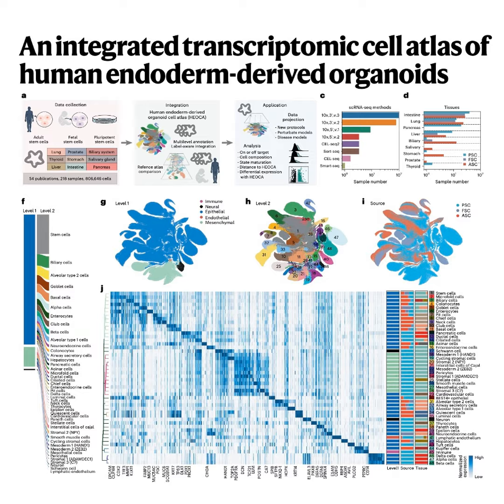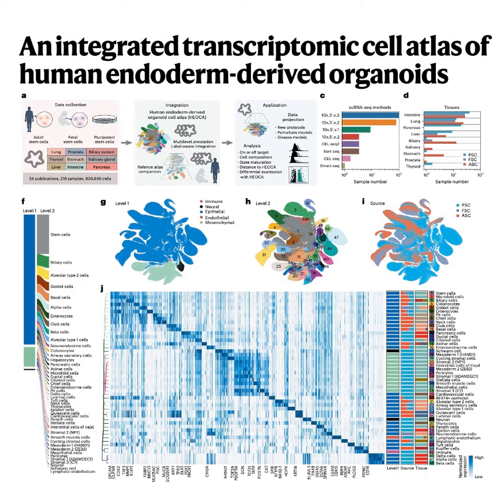Right. And it is titled, let me get this right, An Integrated Transcriptomic Cell Atlas of Human Endoderm-Derived Organoids. The scientific community is just calling it the HEOCA. Which is much easier to say, thankfully. Definitely. So what we are doing today for you listening is decoding this atlas. We're going to figure out how scientists managed to synthesize and map nearly 1 million individual cells from 55 different publications, and why this is just a massive tectonic shift for modeling human disease without relying on animal models.